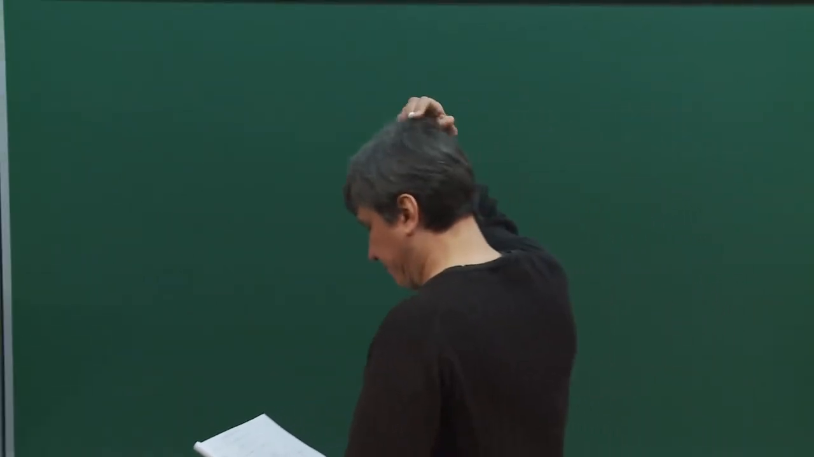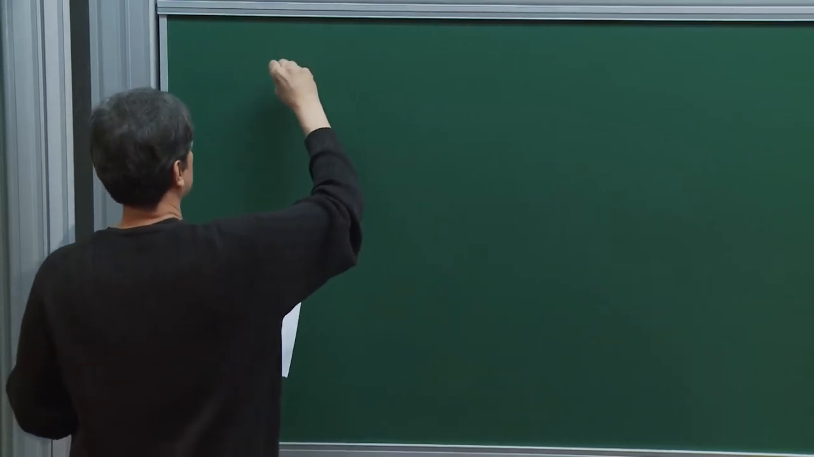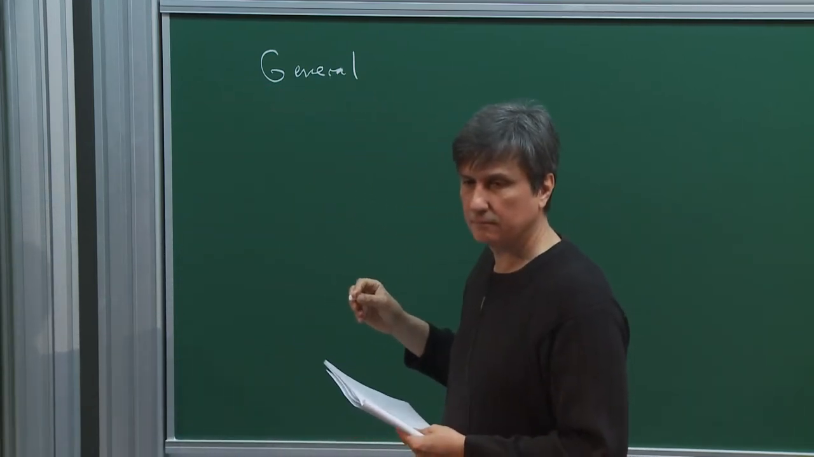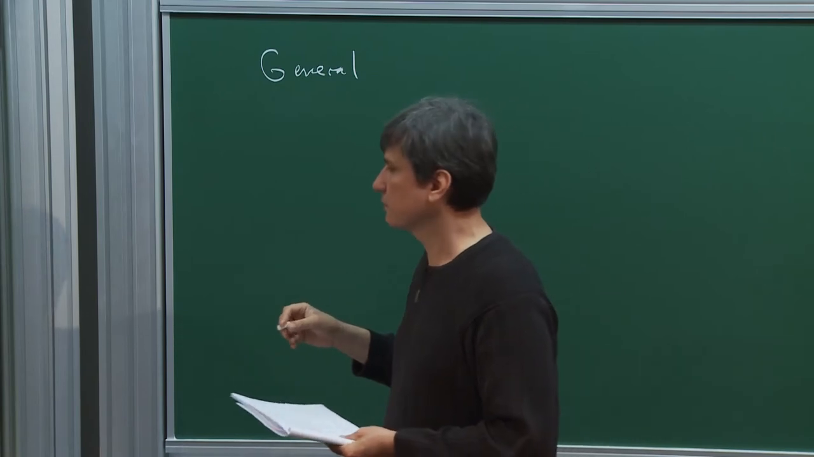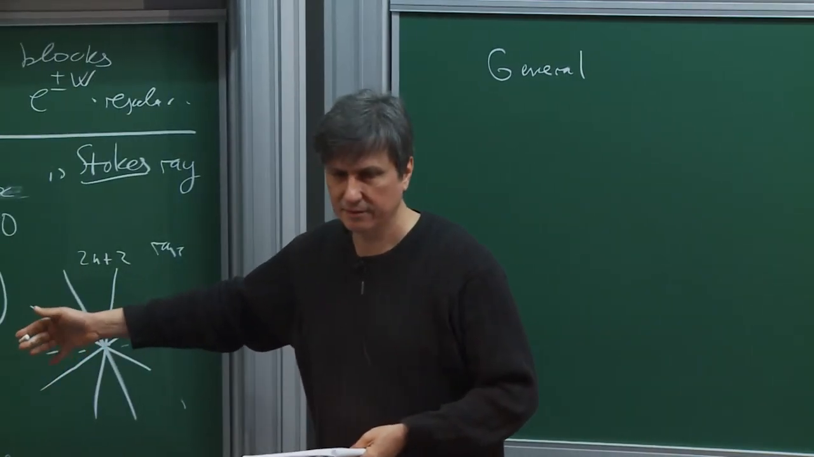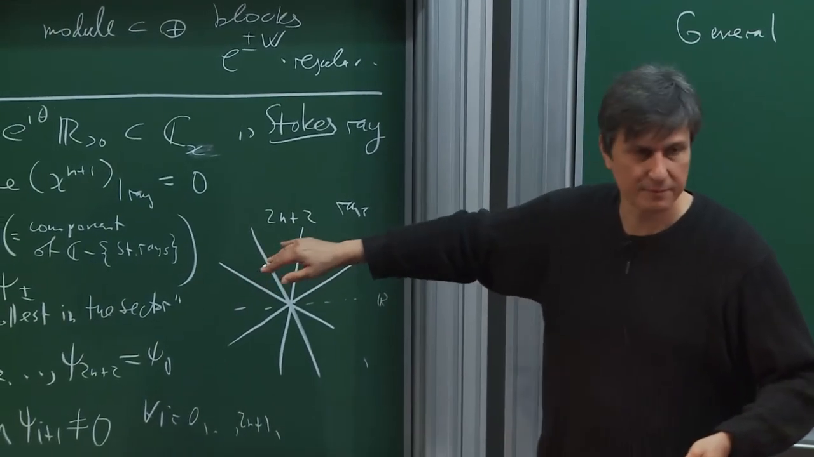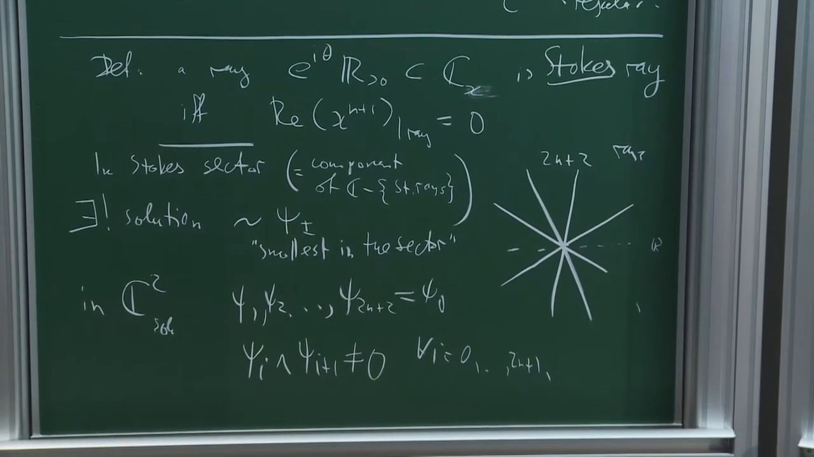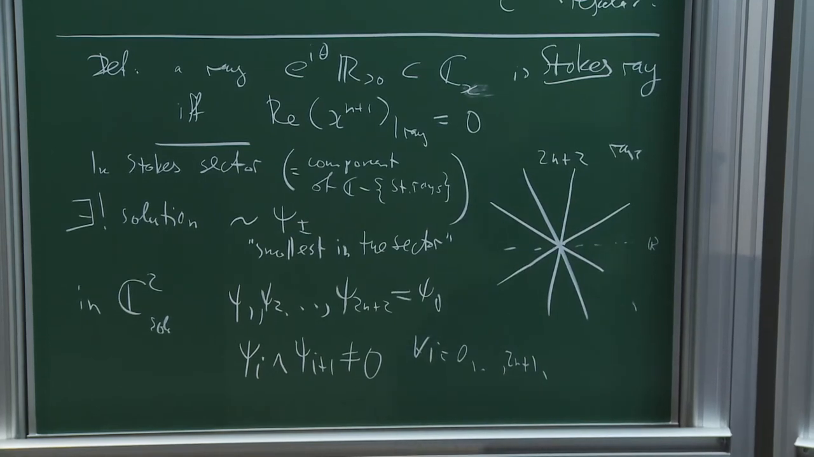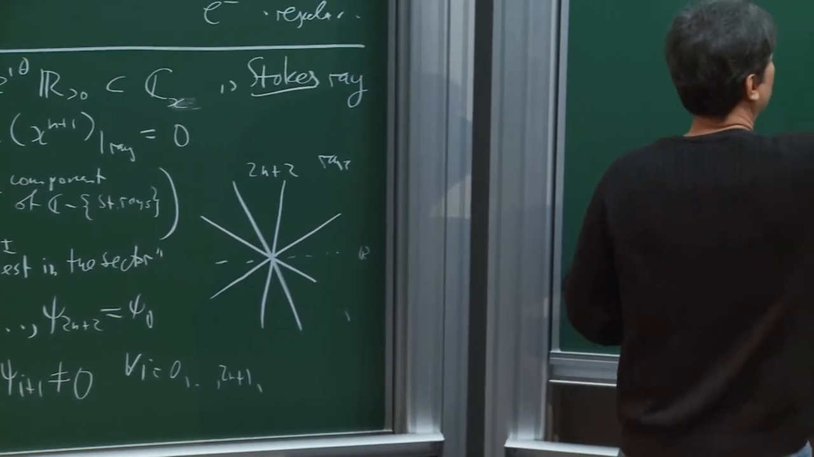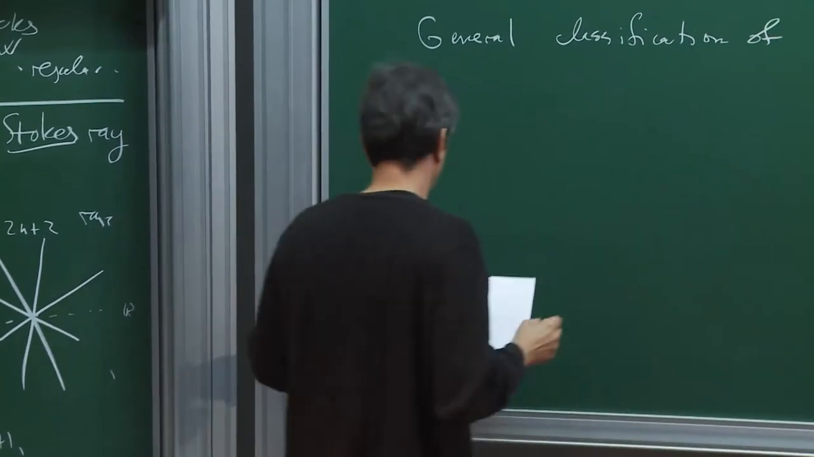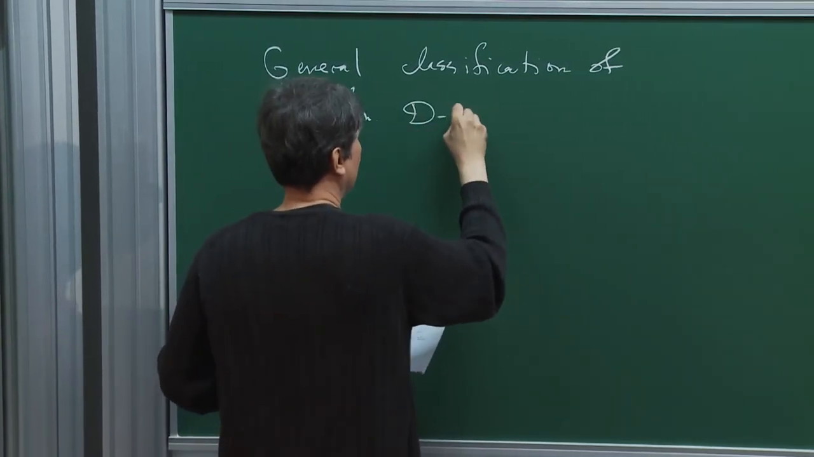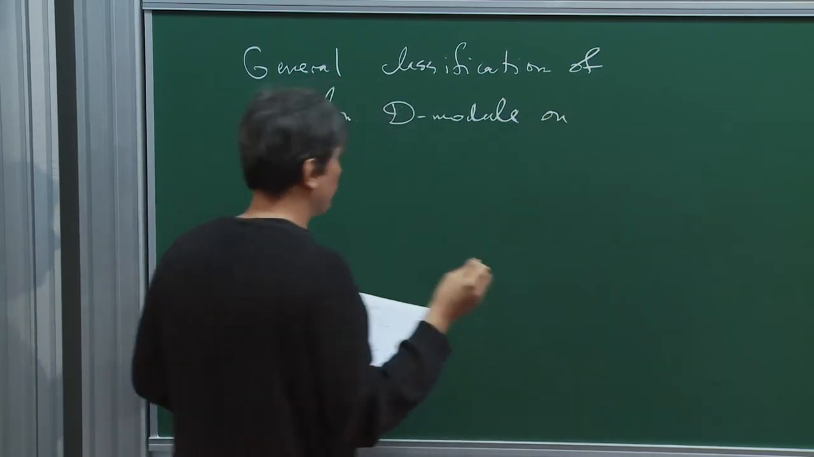Now I'll go to the general story. So you don't have to fix monodromy to get the cluster, right? It's always a cluster variety, maybe A or B, whatever; there are various types of cluster varieties. I think it's the X cluster variety. Yeah, so I will speak about the general classification of holonomic D-modules on a germ of punctured disk.